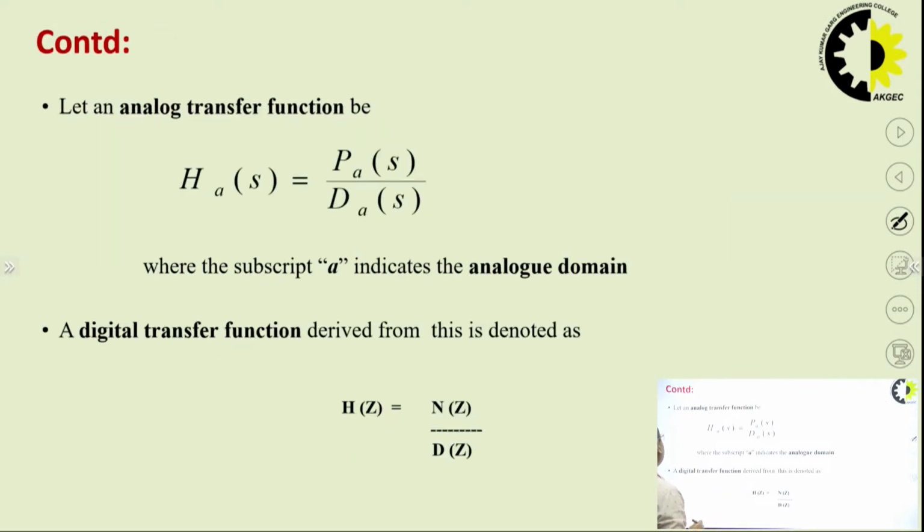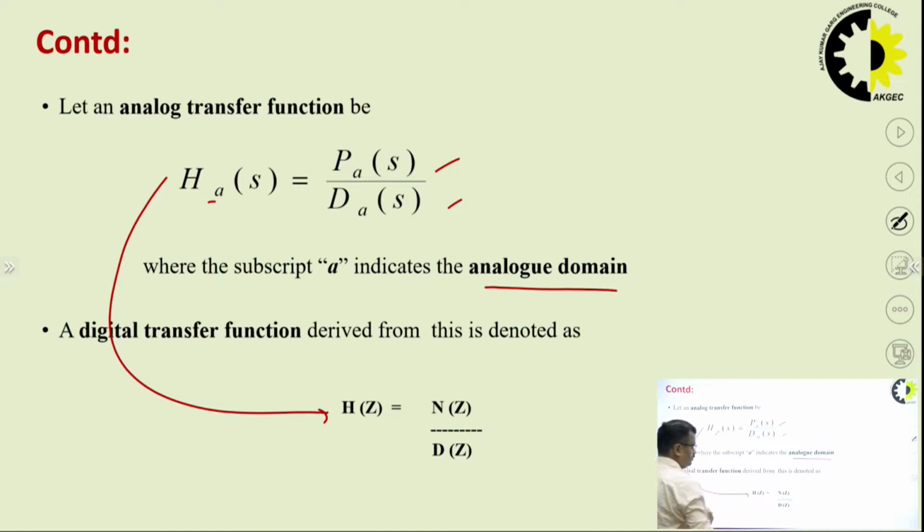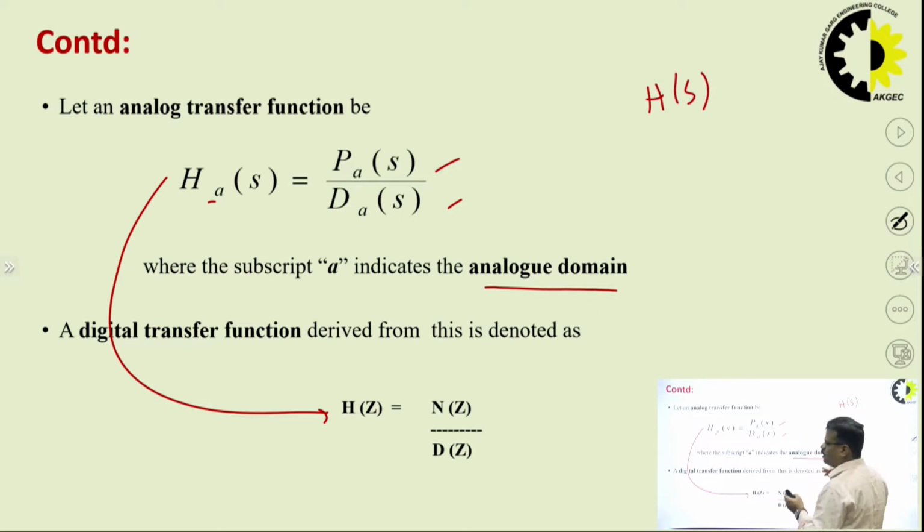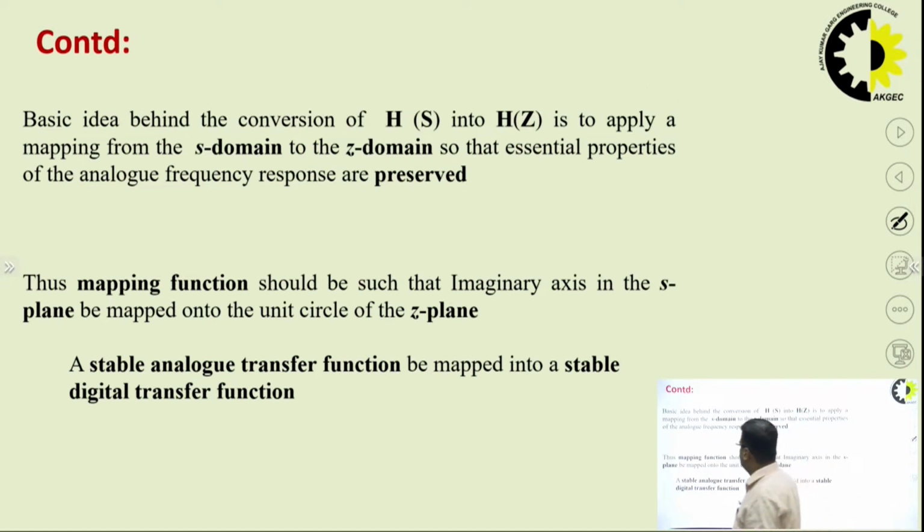Next, let us see the analog transfer function, where A means analog. Here the subscript A shows the analog domain. So, H_a(s) is equal to P(s) upon D(s), where the subscript A indicates the analog domain. You have to convert this H(s) into H(z). Simple task: we have to convert this H(s), which is generally given in the problem, into the capital H(z). Keep that in your mind.